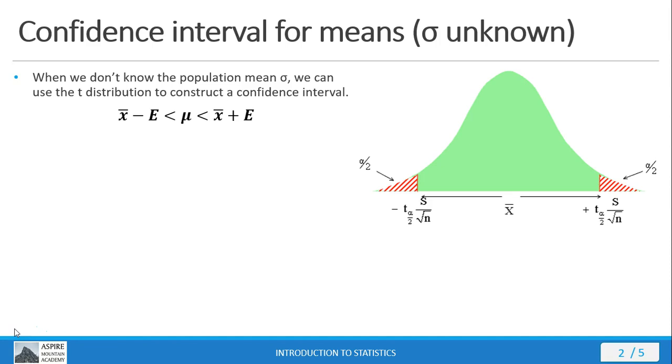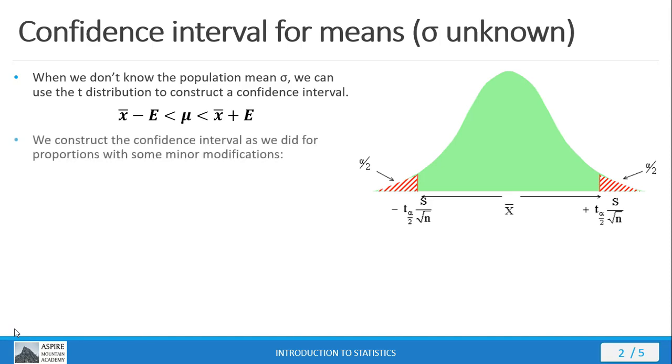interval. So here's the general form for a confidence interval, where x bar represents our sample mean and E represents our margin of error. Of course, mu is the population mean. So we're going to do the same general process that we did for proportions. We're going to do that same sort of thing here when calculating confidence intervals for the means. But there's some minor modifications we need to be aware of.